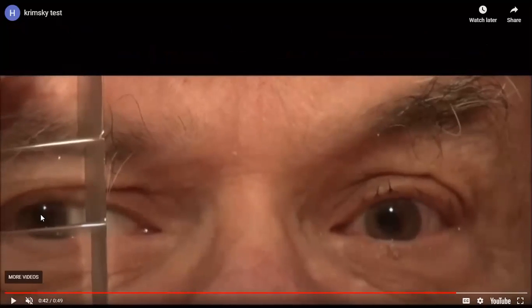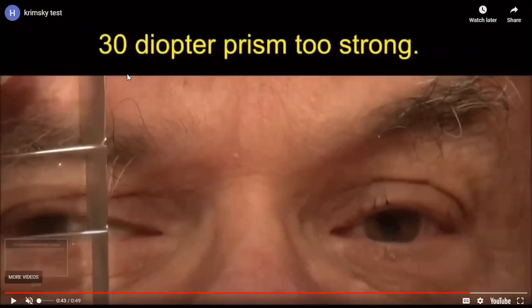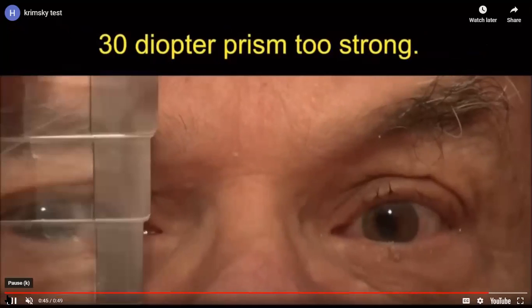अब उसने एक और prism आगे किया तो it moved inwards again. Overcompensation हो गई. 30 diopter prism is too strong. The eye moves inwards. So after that he goes back again to 25, I think. No. So this is Krimsky's corneal reflex.